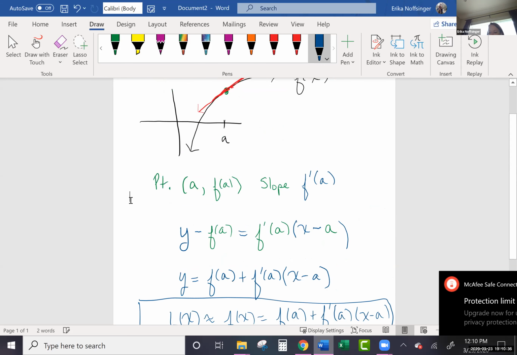So if you get to a different page without screwing everything up.